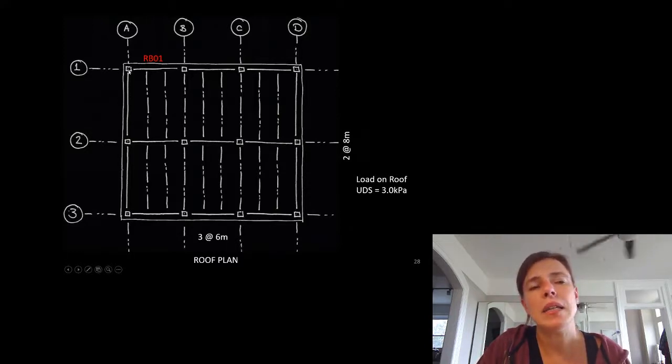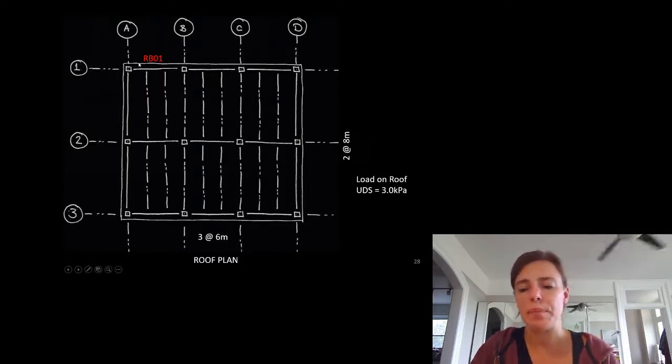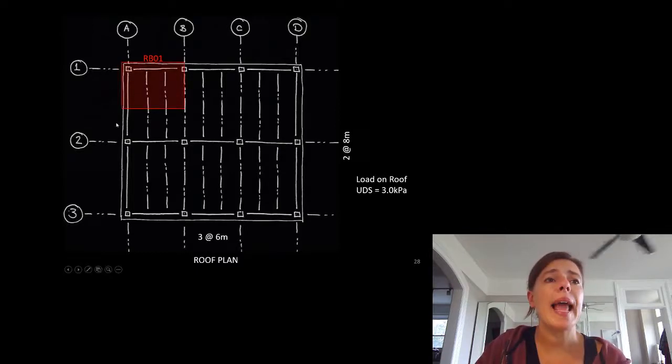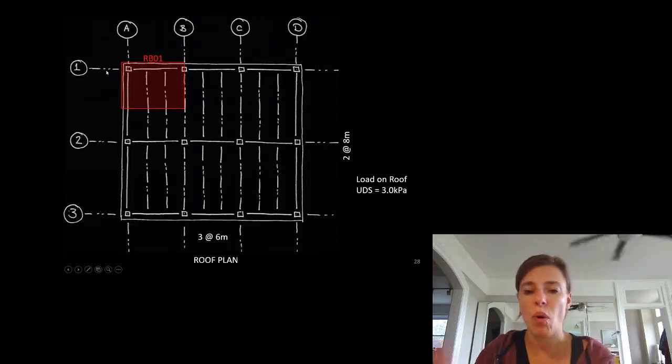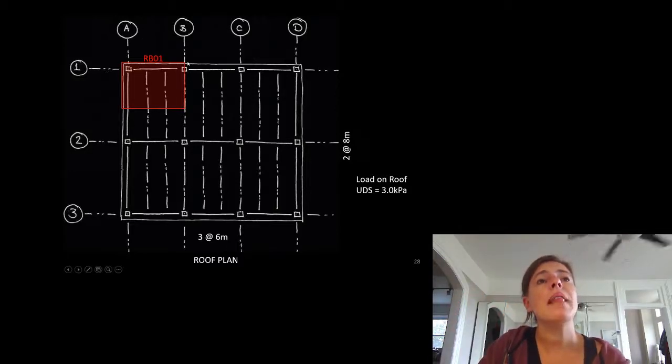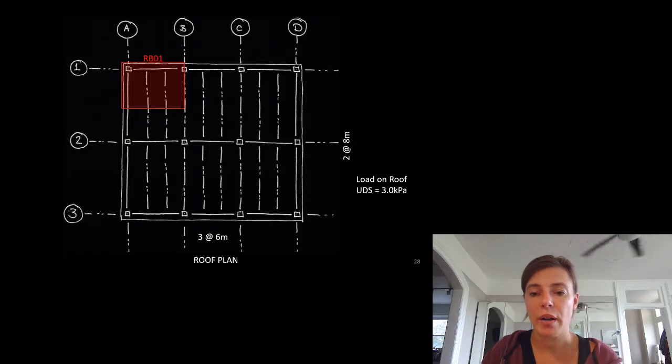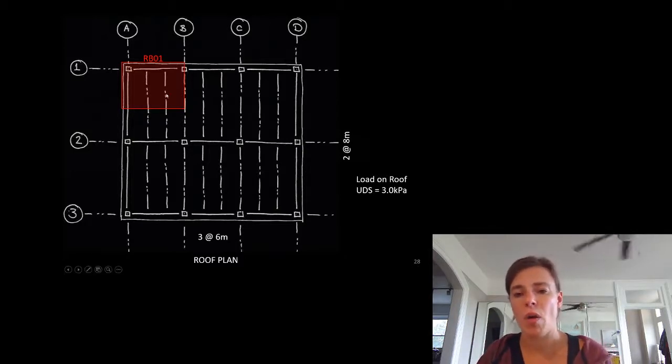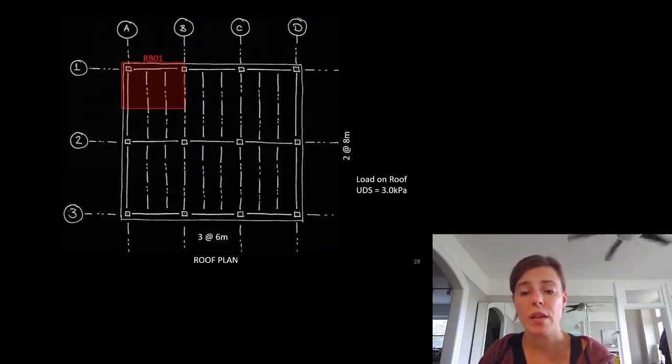I know that that's spanning into the column, but we'll often refer to it as the width of this zone. So half of the length of all of these beams framing into it. So we've got an 8 meter length to our joists, and we're saying half of that load comes onto this beam, or 8 divided by 2 is 4 meters. So our tributary width for RB01 is 4 meters, and our length is 6 meters. So 4 times 6 is 24 meters squared. So our tributary area of RB01 is 24 meters squared. Tributary width is 4 meters. Tributary area is 24 meters squared.